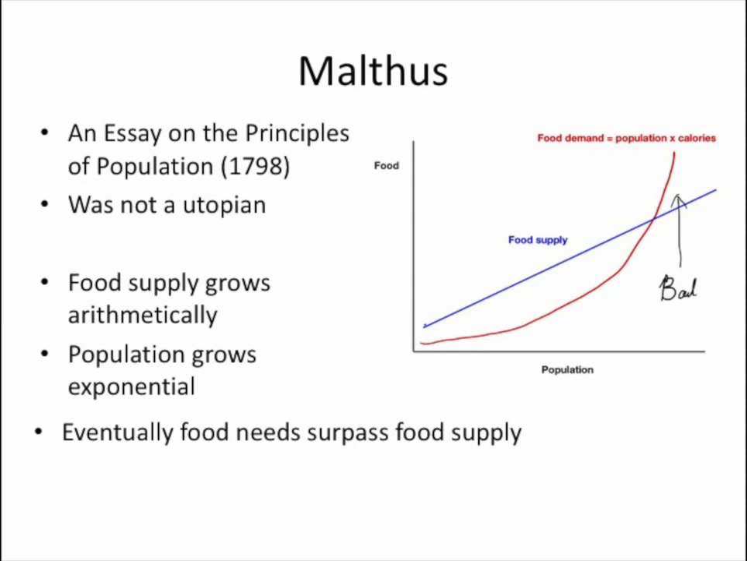That would lead to famine, social disruption, wars, and general breakdown of society, at which point population would fall and again meet the food supply. Malthus, as you can see, was not a utopian.